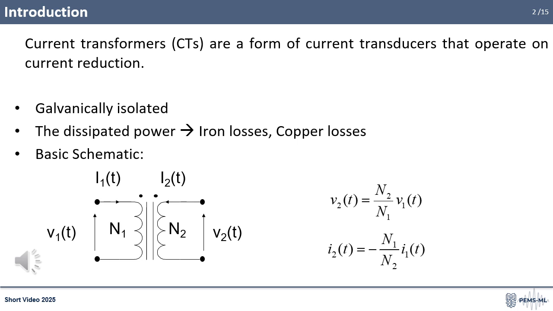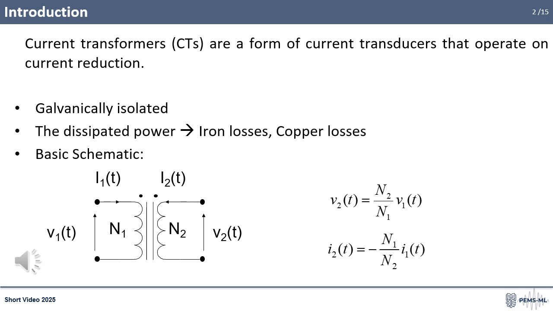They provide galvanic isolation between the input and output terminals, ensuring safe signal transfer. The power dissipated in a CT is limited to the iron and copper losses within the transformer. As illustrated, the basic schematic of a current transformer highlights the galvanic isolation between the primary and secondary windings.